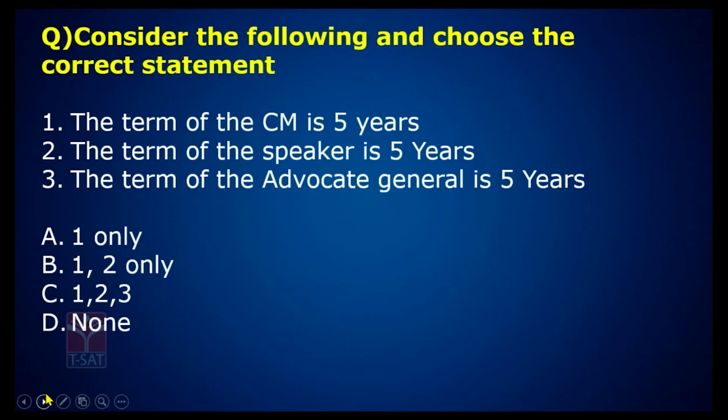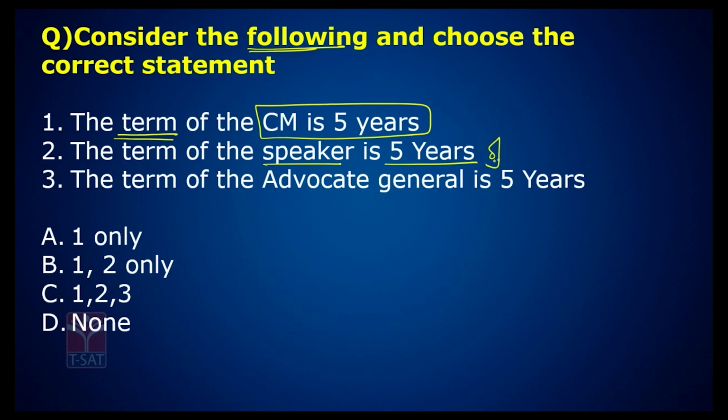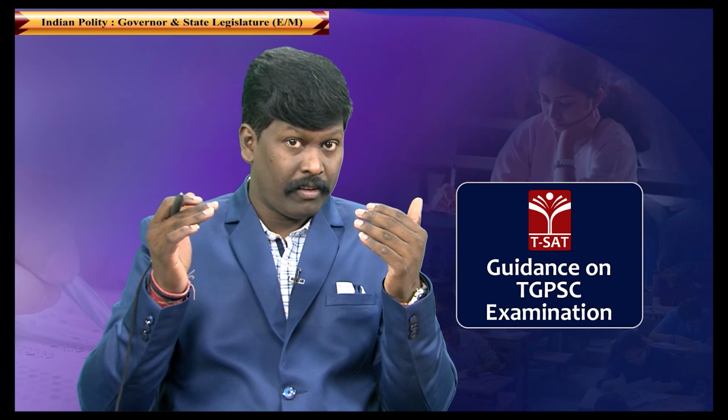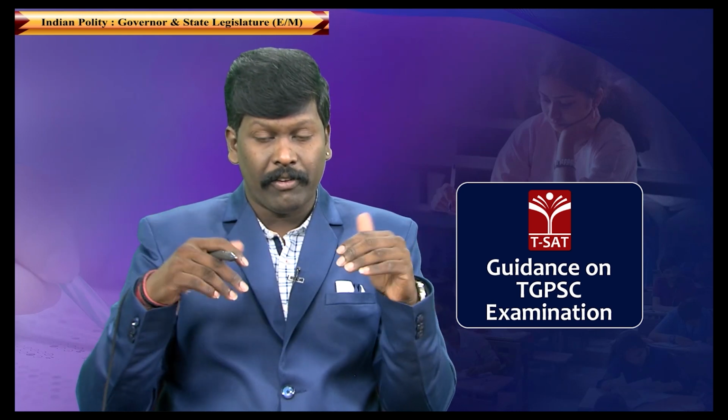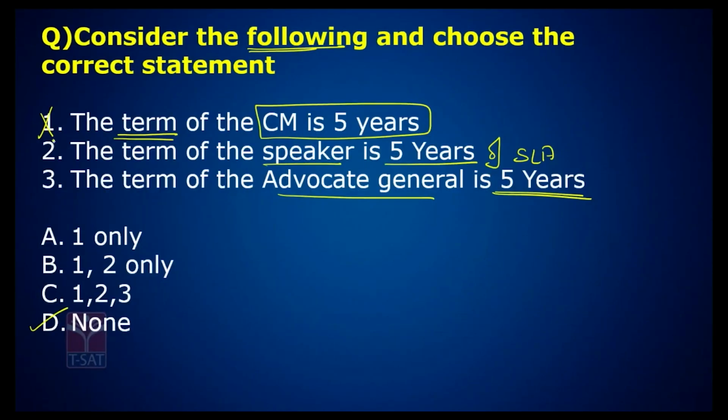Consider the following and choose the correct statement. The term of the CM is 5 years. The term of the Speaker is 5 years. Speaker means of State Legislative Assembly. The term of the Advocate General is 5 years. 1 only? 1, 2 only? 1, 2, 3? None. What is the answer? Try to guess. The term of the CM is 5 years. The term of the Speaker is 5 years. The term of the Advocate General is 5 years. Answer is none. 3 statements are wrong.